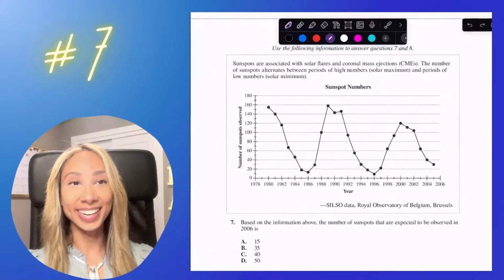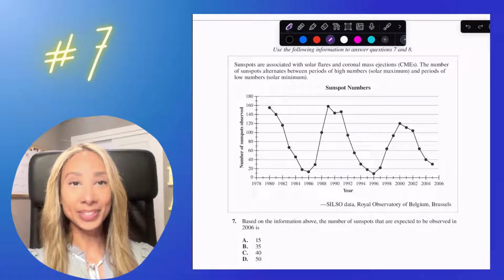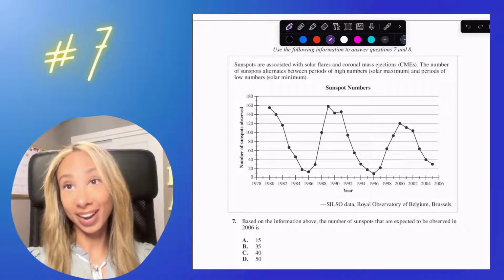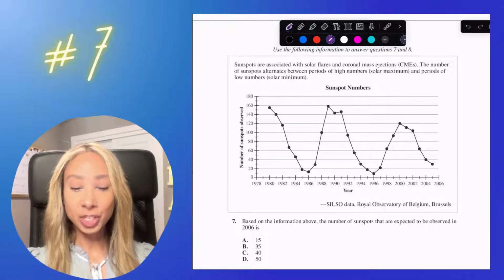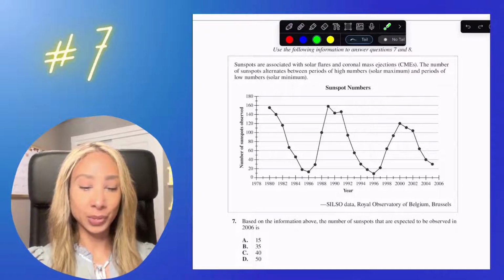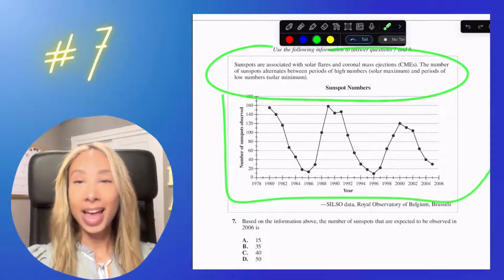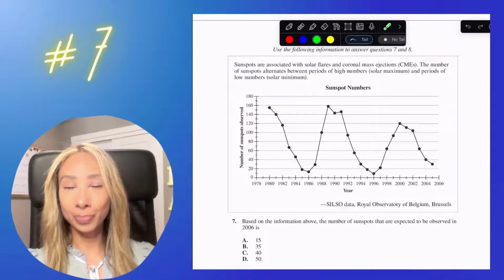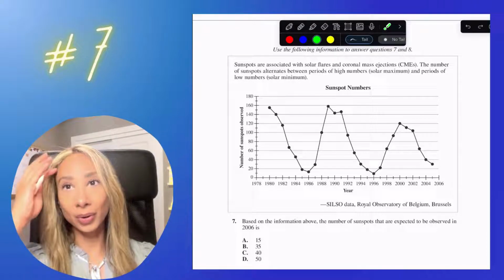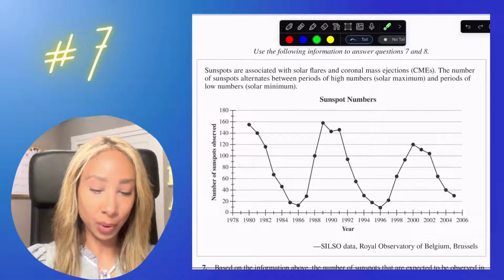Okay, number 7 here. This one is always a little tricky. I think students find it a little tricky just because it looks like a lot of information. They gave us a lot of stuff here, and we've got what can look like a complicated graph. But let me walk us through all of this.